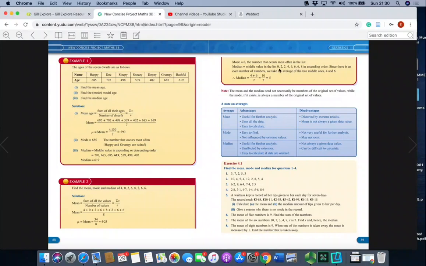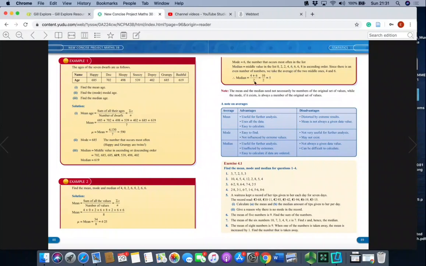Now if you look at these lists, because these are even, I have 4 numbers there and 4 numbers there. Can you see I have two values in the middle? I have 4 and I have 6. Write these out on a piece of paper if you need to see it yourself. So the median then is the average of the two.